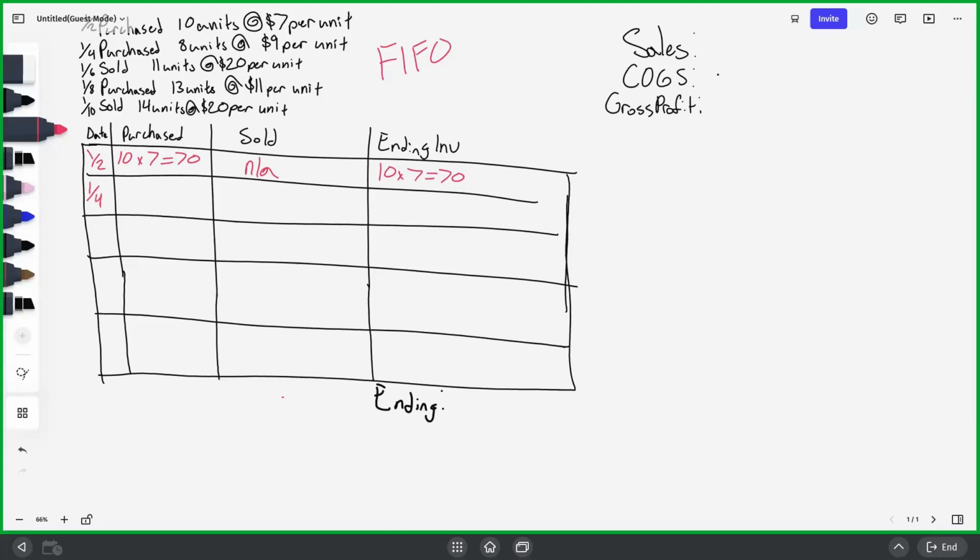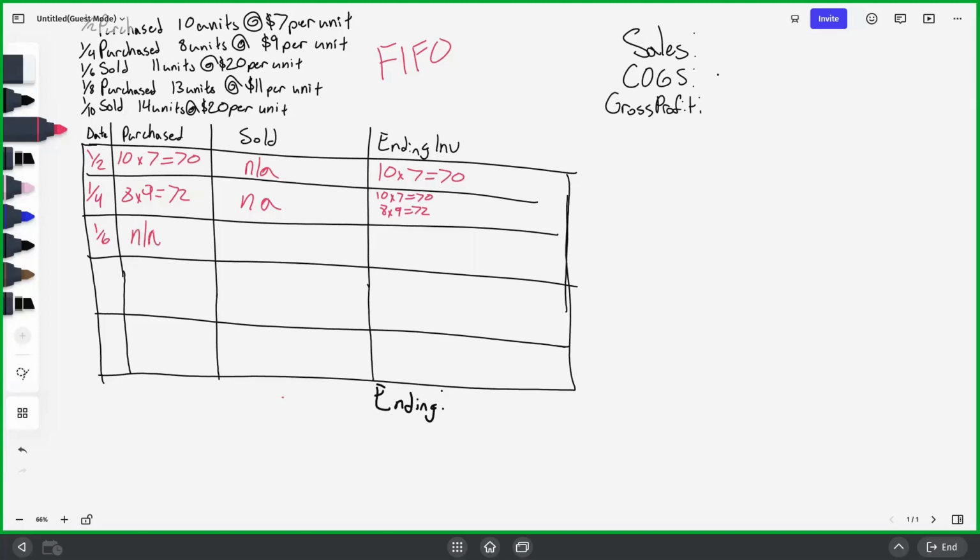January 4th. How many units for what price? 8 units for $9, which will equal 72. Now, what are we going to do with that ending inventory from before? Are we going to leave it there? Bring it down. Bring it down. And you always want to make sure that you put them in order, because it helps with mistakes. I don't believe there are any repercussions if you mix them up, but in all honesty, it just makes things so much easier. You make it hard on yourself if you mix them up.